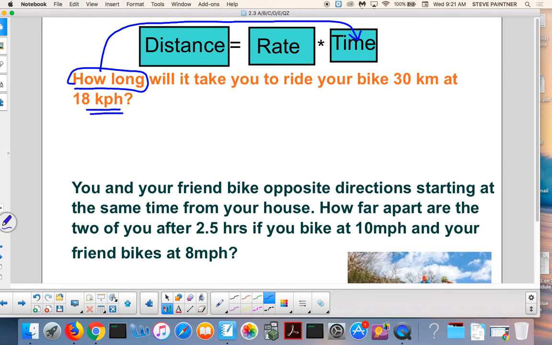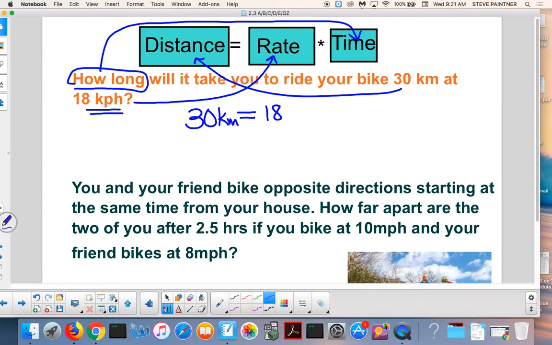So the distance you're going to travel is 30 kilometers, and that goes here. The speed you're traveling at, that's your rate, goes here. So the equation would be 30 kilometers equals 18 kilometers per hour times whatever this is. You can call that T for time, you can call it X. It doesn't matter.